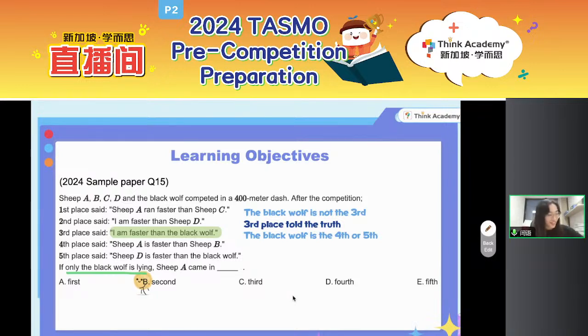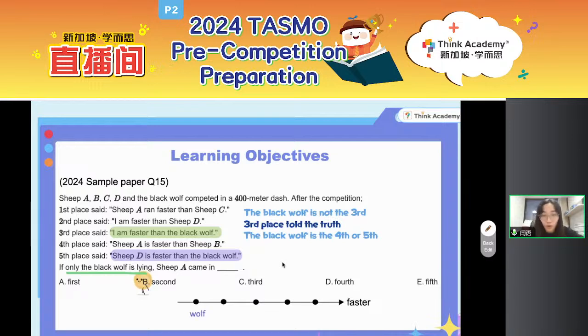Yes, good job. Okay, so actually you see that this is a very, very simple sentence, right? But actually we can get so many important information, okay? So then following this, let's have a look. Here I draw an arrow to analyze. Now, the fifth one is also saying something about the black wolf. It says sheep D is faster than the black wolf. So let's have a look.